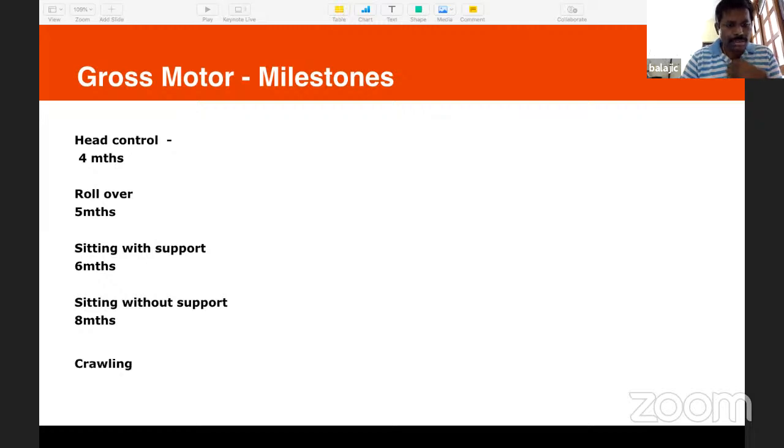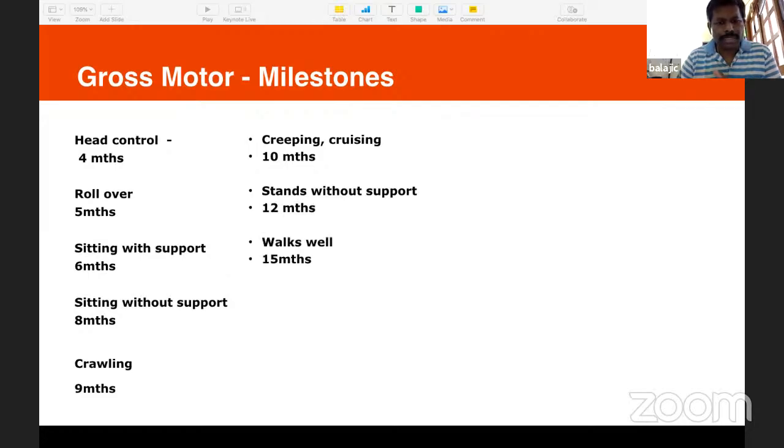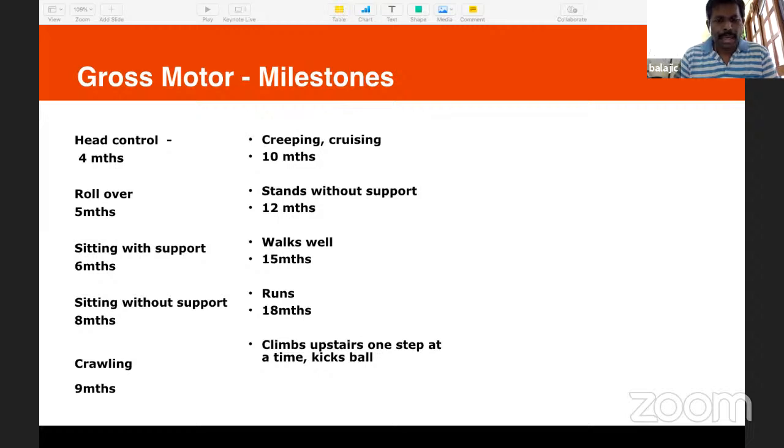Then the child crawls, crawling at 9 months. Then the child creeps, creeping at 10 months. So what is crawling? Crawling is abdomen touching the floor. And creeping is walking like a bear, almost like abdomen will not be touching the floor. So crawling 9 months and creeping 10 months. So remember, A comes before E. Okay. Then stands without support at 1 year, and walks at 15 months, and runs at 18 months, and climbs upstairs one step at a time, which means keeps both the feet on each step and then moves. So that is climbs upstairs one step at a time, kicks a ball by 2 years.